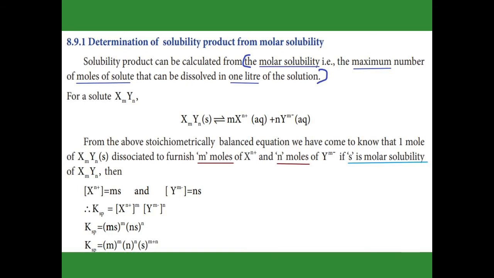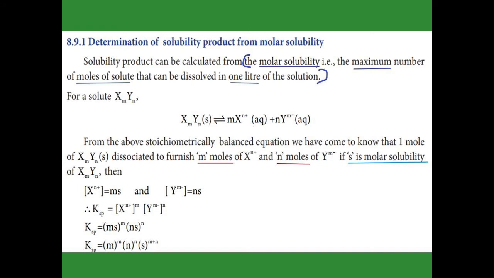The general format of the solute formula is XmYn. In solution, XmYn splits into m moles of X to the power n plus and n moles of Y to the power m minus in the aqueous solution. That is a stoichiometrically balanced equation. In that, 1 mole of the salt dissociates and furnishes m moles of X^n+ and n moles of Y^m-.